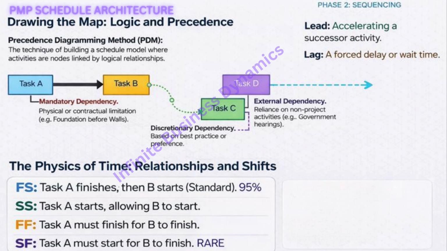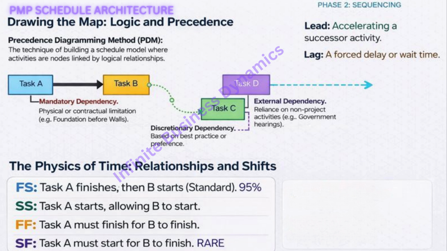Before we leave sequencing, we have to talk about the accelerator and the brake. Lead and lag. Think of these as modifiers on the relationships. Lag is waiting time. It's the brake. You pour concrete, you need 3 days of lag for it to cure. No work is happening, but the clock is ticking. And lead is the accelerator. It's an overlap. So if we have a finish to start relationship, say, writing code and testing code, adding lead means we let the testers start a few days before the coders are totally done. We get a head start.